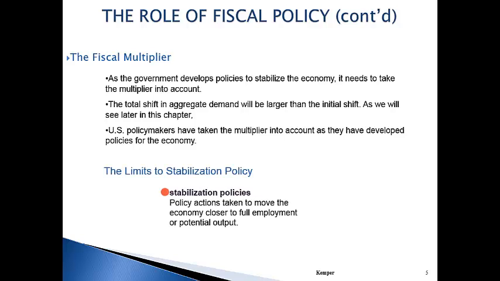So there are limits to stabilization policies. And what are stabilization policies? Stabilization policies are policies that are enacted to move the economy closer to full employment or potential output. If you'll recall, full employment is when unemployment is at the natural rate of unemployment. That is when we don't have cyclical unemployment, we only have frictional and structural.